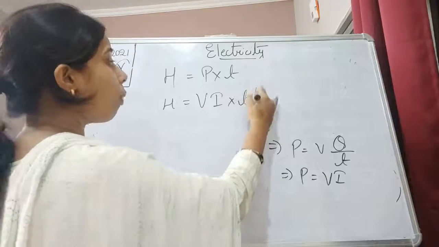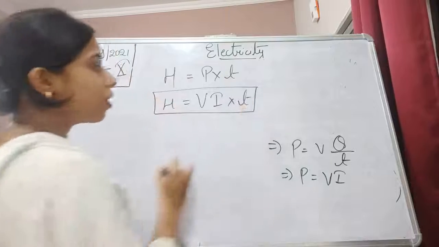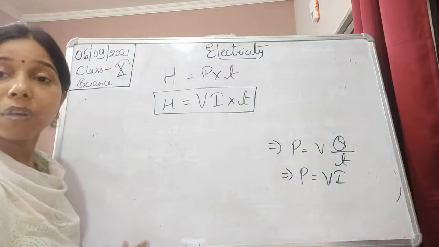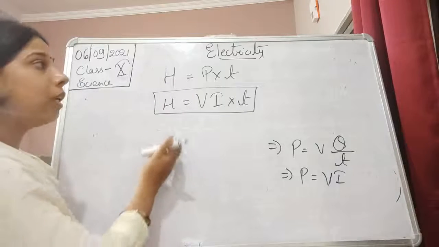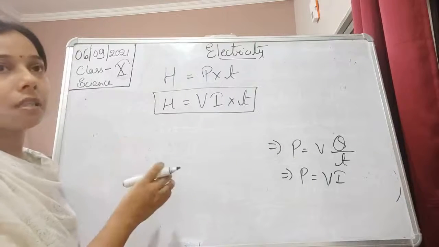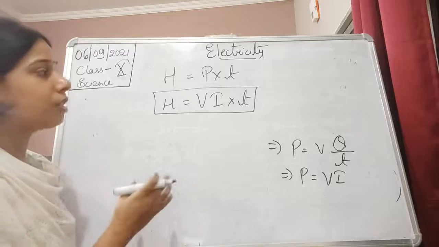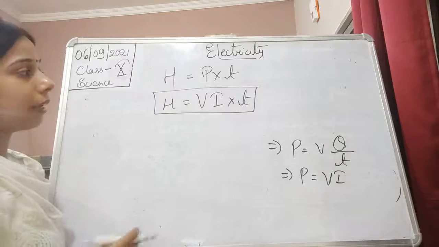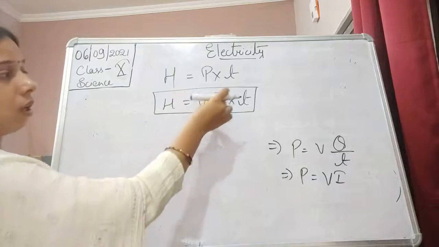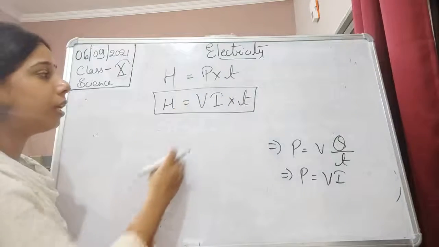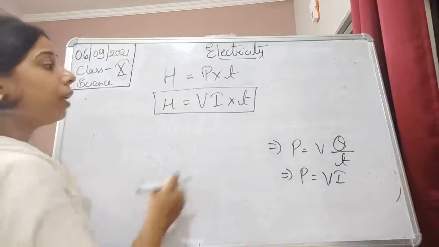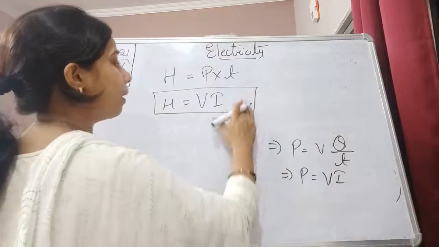This is one equation that we get to find the value of the heat of an object. If we want to find how much heat energy is produced when the current I passes through a potential difference of V for a time t, it can be represented by VI into T, or simply VIT.